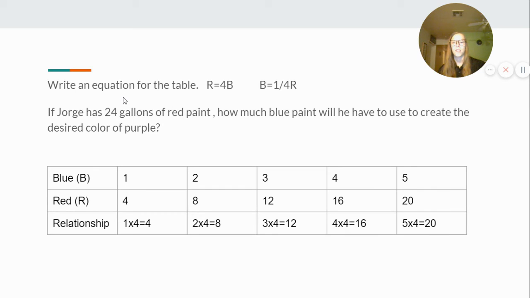So now we want to write, if Jorge has 24 gallons of red paint, how much blue will he have to use to create the desired color of purple? Well, we can plug that into either one of our equations. The easiest one would probably be the one that has B by itself. So 1/4 times 24, or we can also look at that as 24 divided by 4, which we know is 6. So 6 gallons of blue paint.